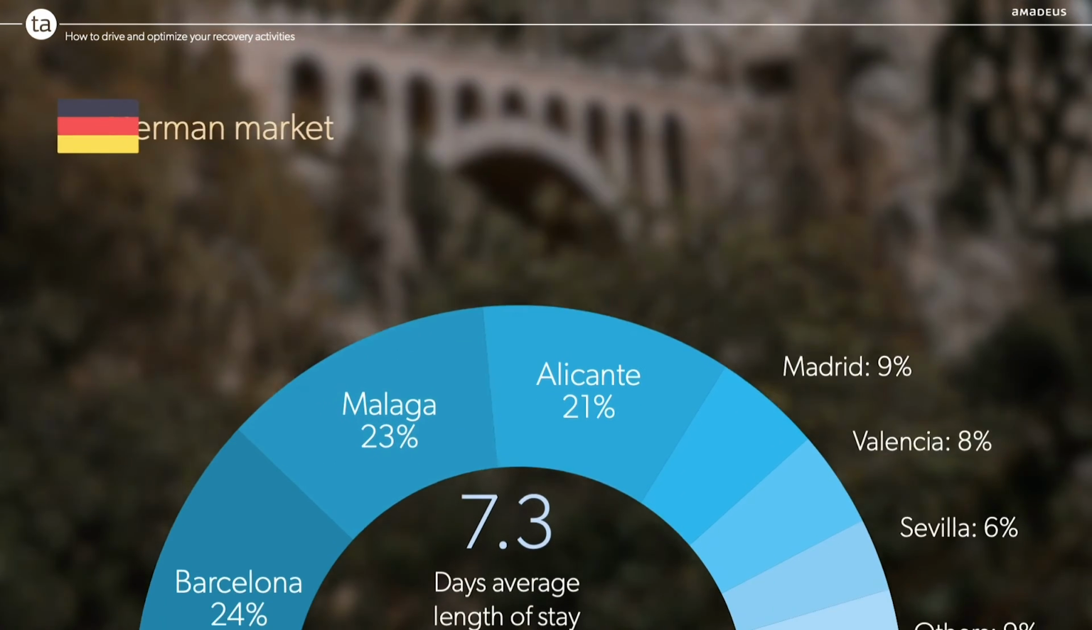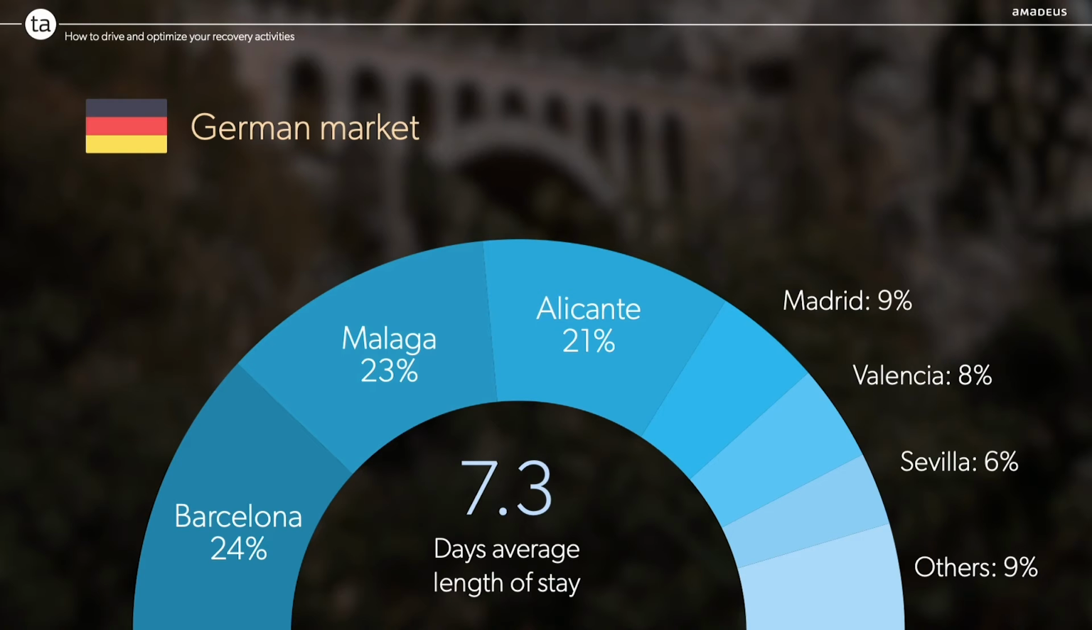Here we have taken a look at the traffic data to see which are the most visited cities from Germany this June. We can see that Malaga was in the 2nd position and received 23% of the general traffic from Germany to Spain. This is really a great achievement already.